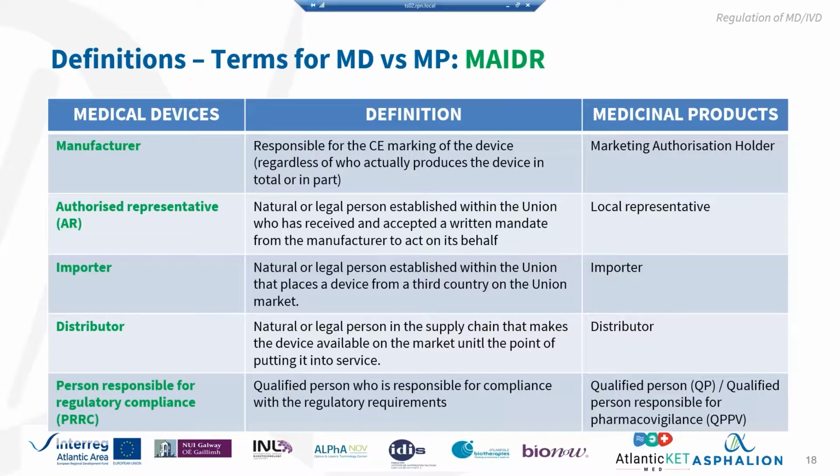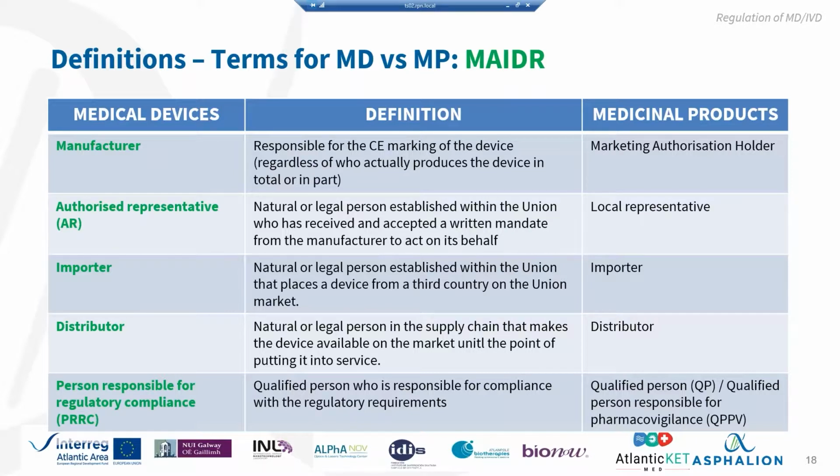And this is a figure similar to a local representative in medicinal products. We also have the importer, which is an entity established in the union that imports the device from a third country outside the union market. It's also called importer in medicinal products. And we've got the distributor, which is the same figure as in medicinal products.